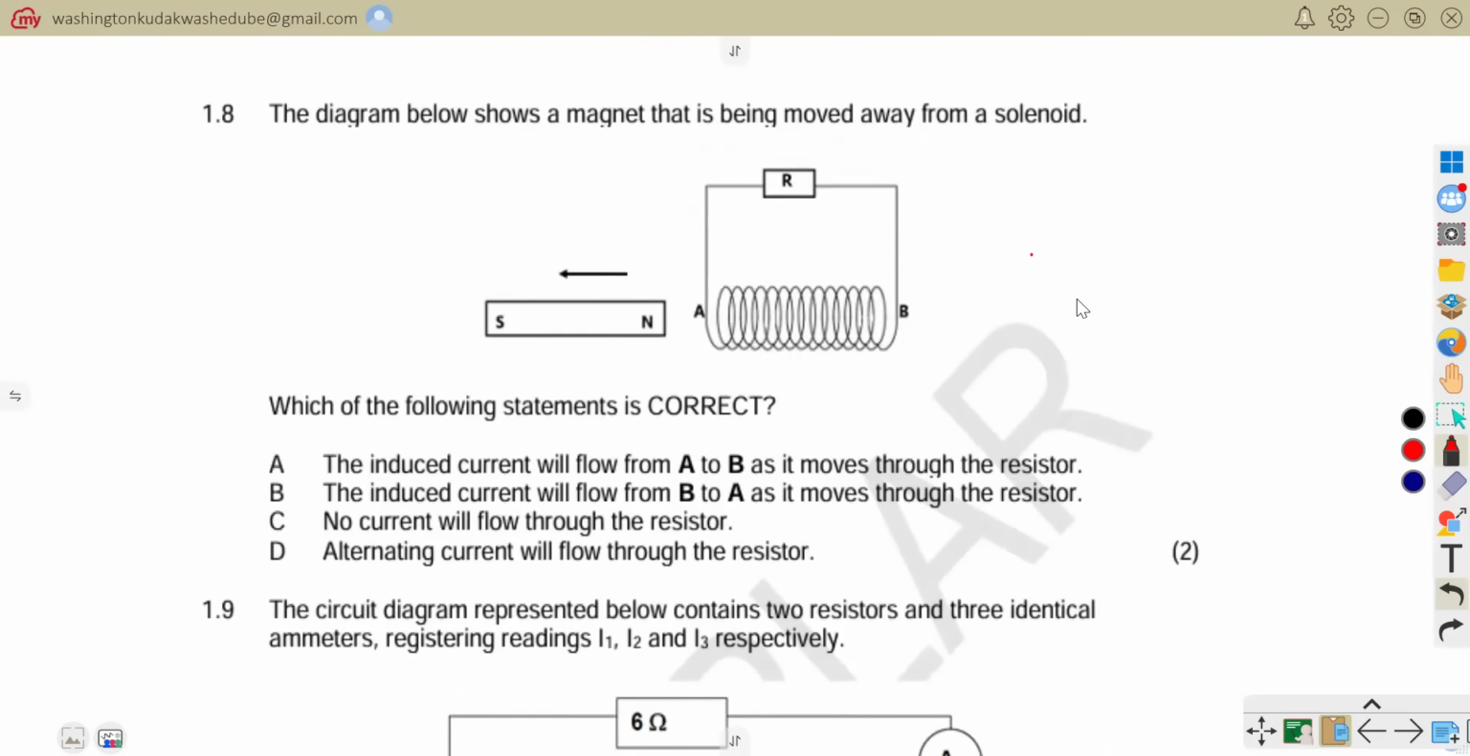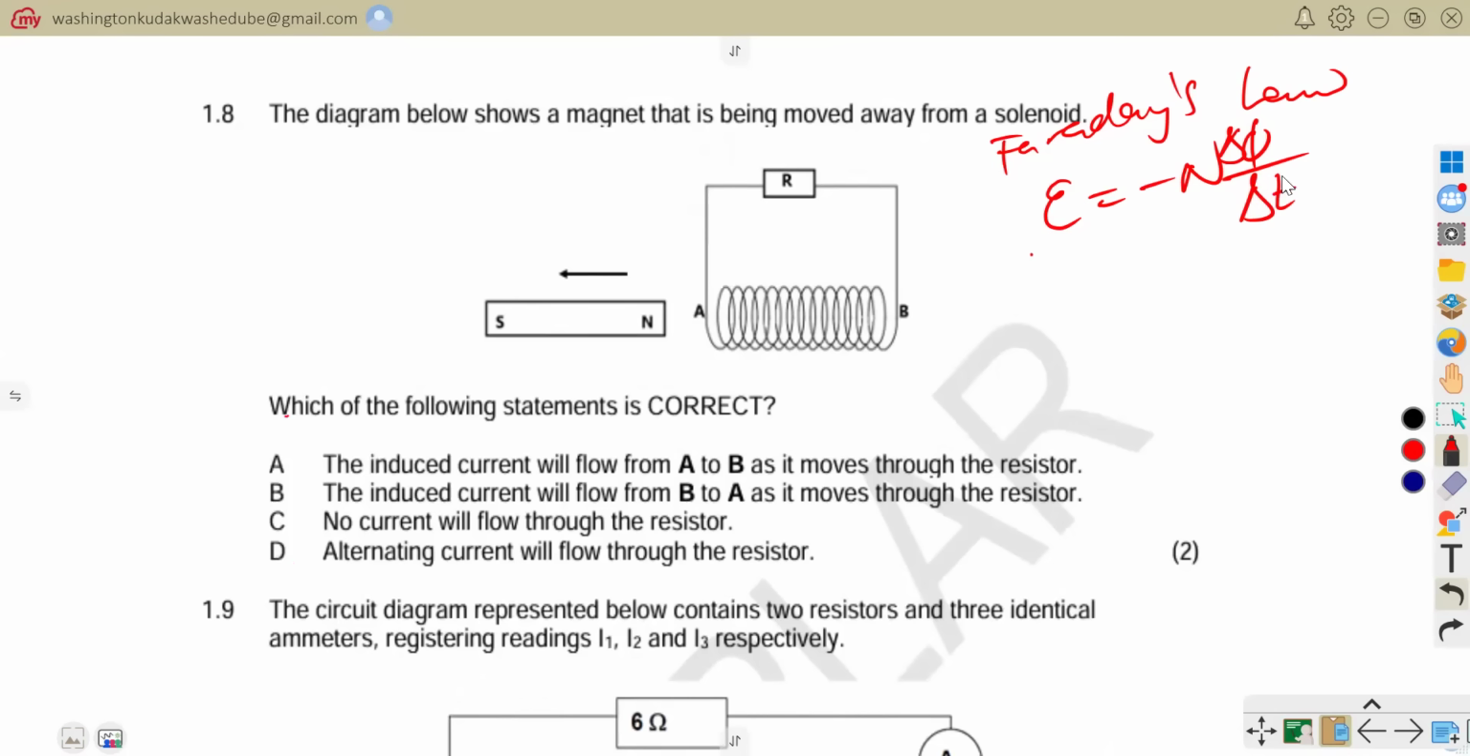Now let's go to 1.8. You would see that the diagram below shows a magnet that is being moved away from the solenoid. And then they are saying which one of the following statements is correct. The induced current will flow from A to B as it moves through the resistor. So we need to know how the induced current is going to flow through the resistor. So we need to understand what's happening here. According to Faraday's law, we know that an EMF is going to be induced whenever we have a change in flux linkage.